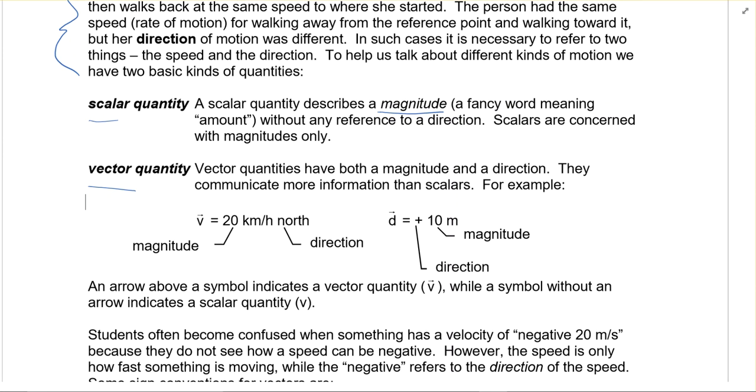Just for something to think about, what would mass be? Would that be a scalar, or would that be a vector? If I said something has a certain mass, let's say 5 kilograms, well, it's got to be scalar, right? Because it wouldn't make any sense at all to say that something weighs 5 kilograms to the right, or 5 kilograms up. So things like mass would be a scalar quantity.